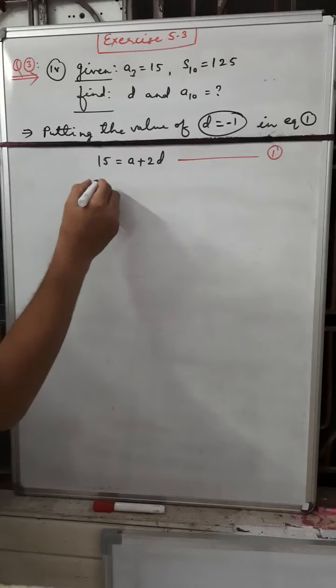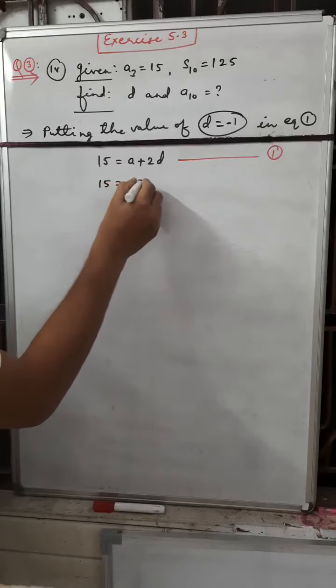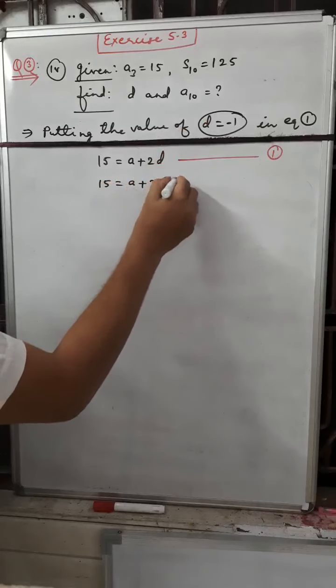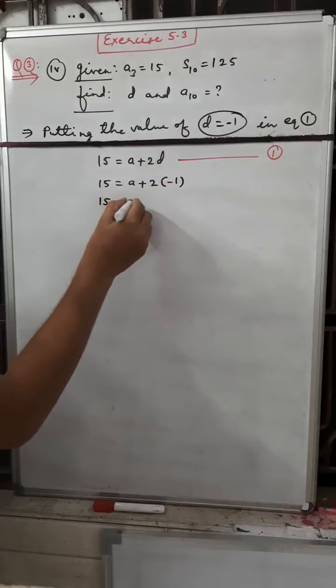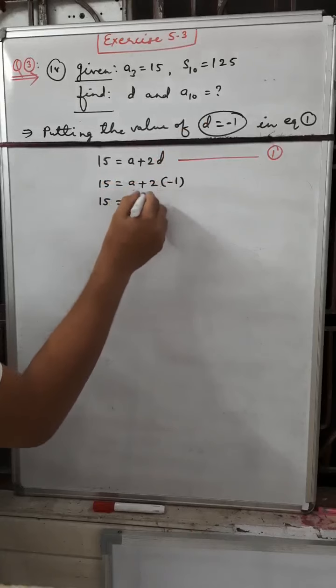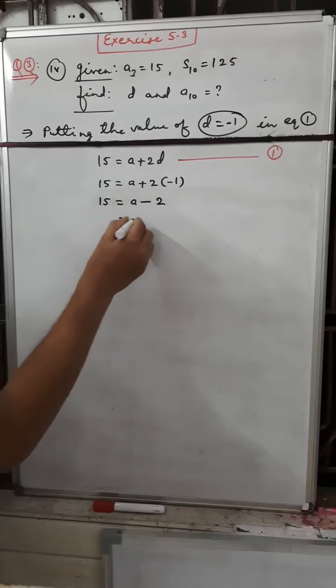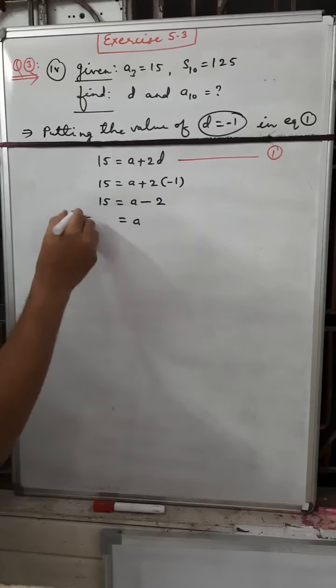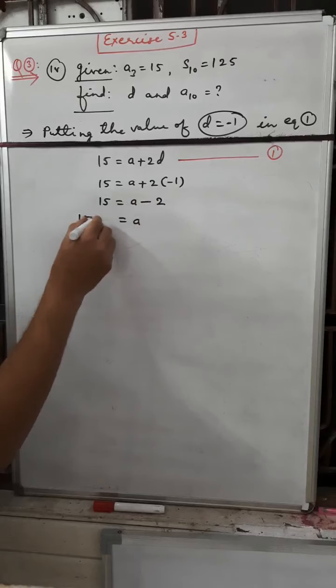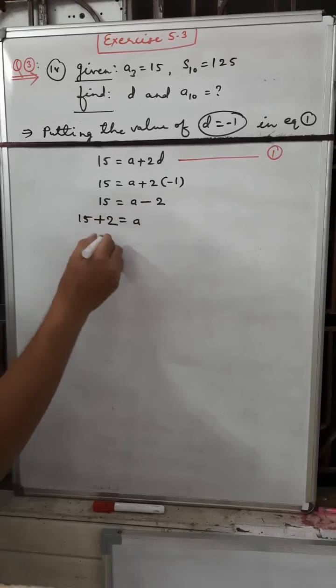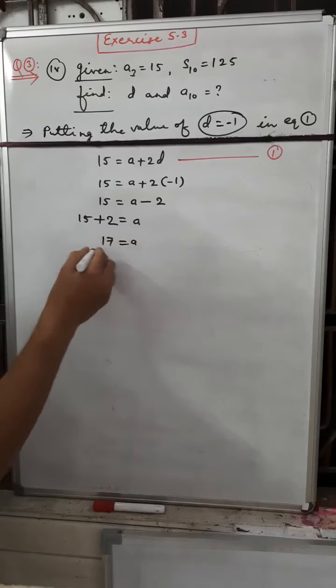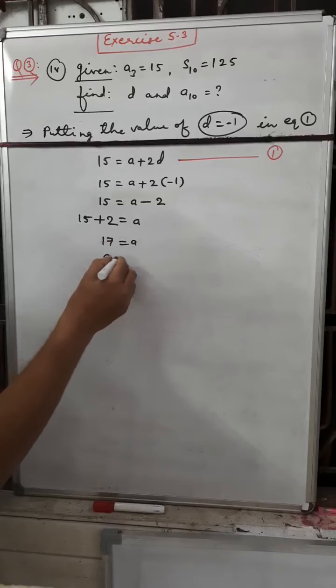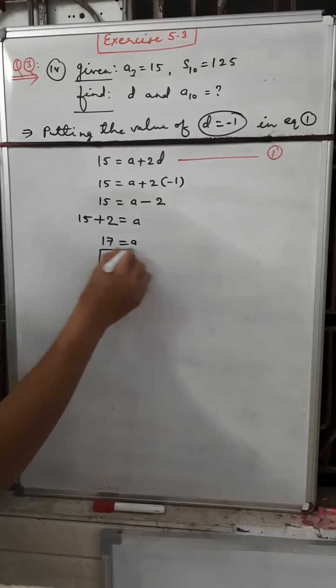So 15 is equal to a plus 2 into minus 1. So 15 is equal to a, 2 ones are 2, plus minus multiply minus. Now transfer minus 2 to the left hand side, so that will become 17 is equal to a. So we got a is equal to 17.